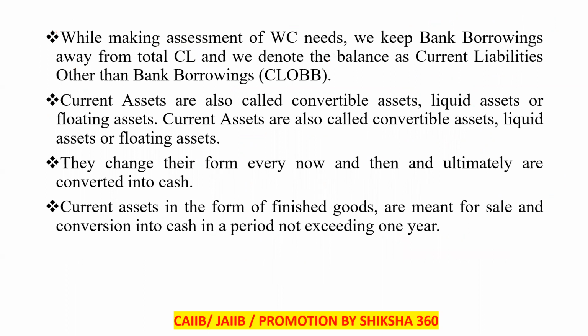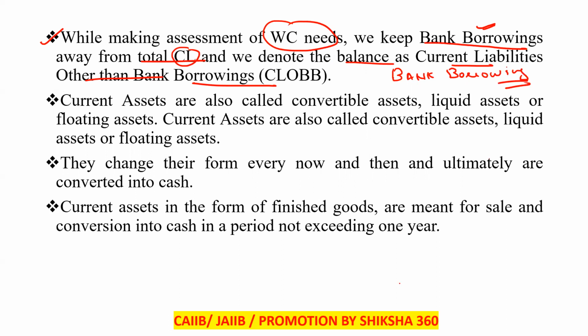So while making assessment of the working capital needs, we keep bank borrowings away from the total current liabilities, and we denote the balance as current liabilities other than bank borrowings. So if there is any bank borrowing, that is to be kept different, and other current liabilities are to be kept different. In a numerical, we have to calculate the total, where bank borrowings are also given under current liabilities.